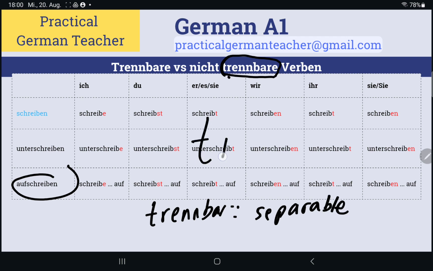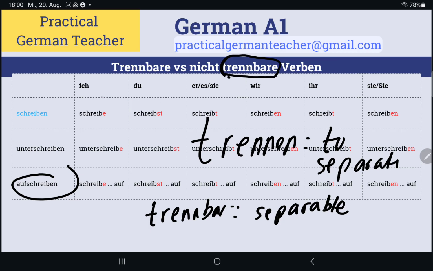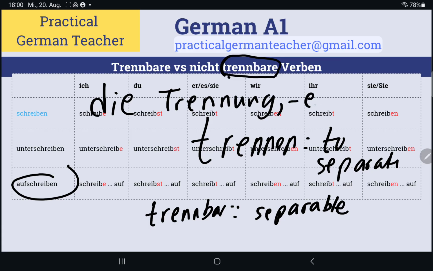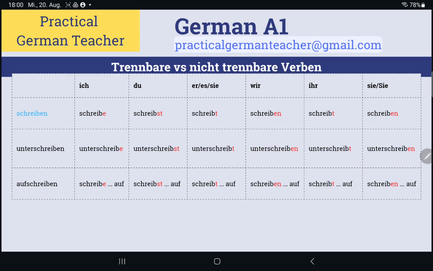There is also a verb called trennen, which means to separate. There is a noun, die Trennung, plural Trennungen. What does it mean? Separation. Why is it die? Because it is ending with -ung. Any noun ending with -ung is die, feminine. Now, coming back to the topic, aufschreiben is a separable verb.